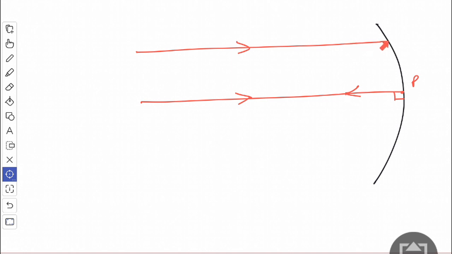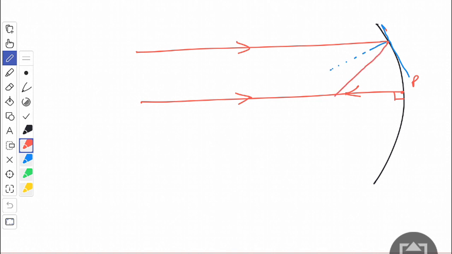Will it come back like this after reflection? No. Of course it won't come back. Why? Because if you look at this surface here, let me use a different color, the tangent is going to be something like this. So when something falls on this, this red light ray will probably come like this. I'm drawing it crudely, but makes sense, right?